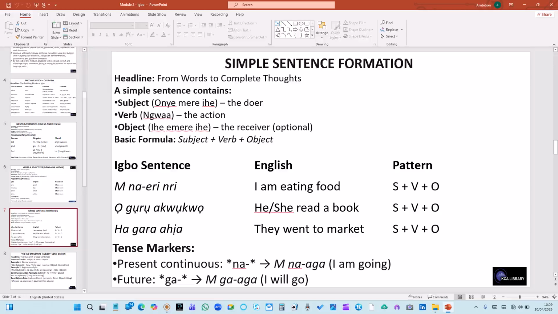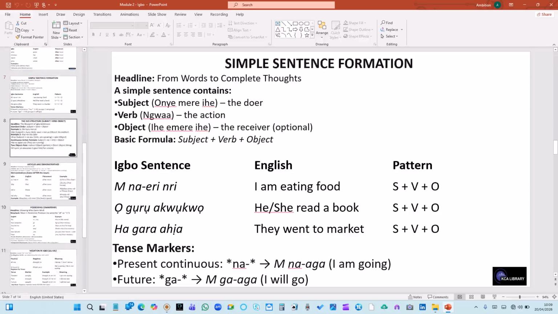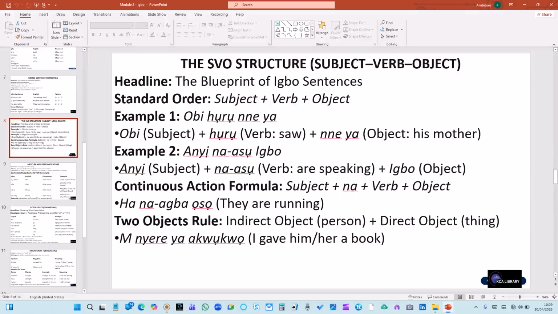So having known that, let us continue as we look into the subject verb structure, that is subject verb object. That is the blueprint of an Igbo sentence. The standard order is subject, verb, object. Example 1: Obi hụrụ nne ya. Obi is a subject here. Hụrụ is a verb here, which means saw. Nne ya is the object. So Obi saw his mother.